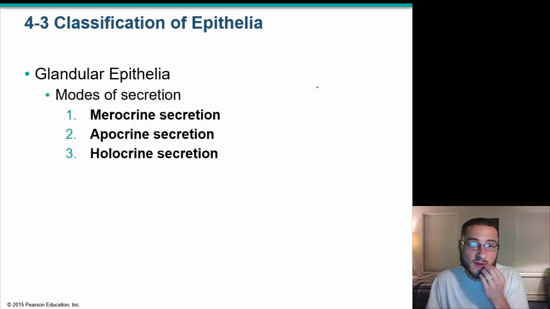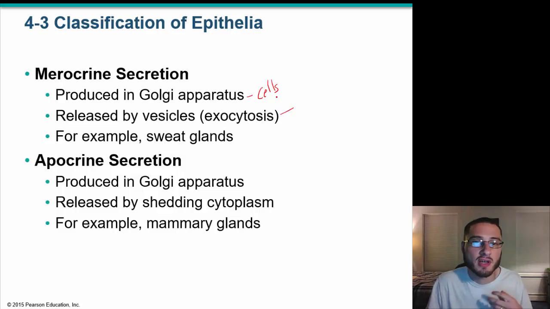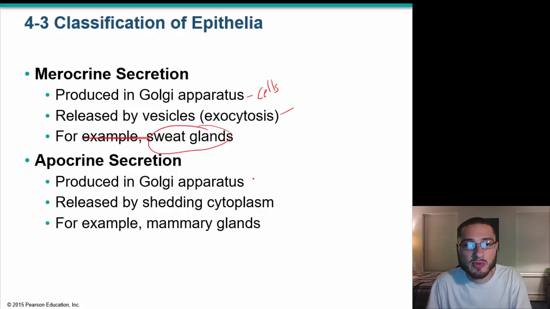There's different types of secretions. All right, you have merocrine secretions, apocrine secretions, holocrine secretions. Merocrine secretions are produced in the Golgi apparatus of the cells, released by vesicles. We talked about in the last chapter, exocytosis, releasing those enzymes, releasing those chemicals through vesicles. For example, sweat glands. Okay, apocrine secretions also produced in the Golgi apparatus, released by shedding the cytoplasm.